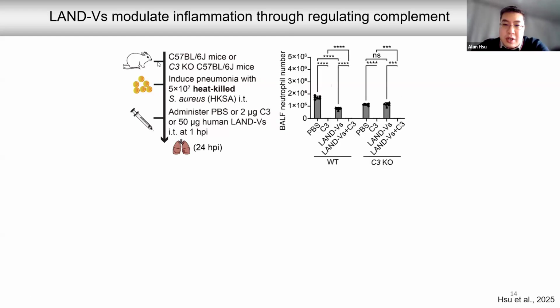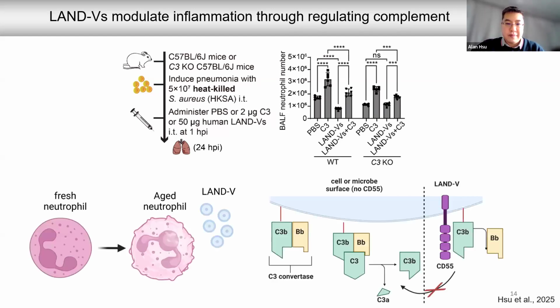So as you can see here, again, in the wild-type mice, when you give LAND-Vs, you have significantly decreased neutrophil numbers. But in the C3 knockout mice, you lose this effect, suggesting that LAND-Vs work through C3. So if you don't have C3, there is nothing to inhibit. To further prove that, we actually supplemented exogenous C3. So we gave the mice extra C3, and we can revert the LAND-V effect, suggesting that indeed it's C3 that's the major player here.